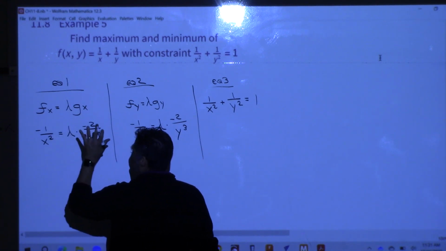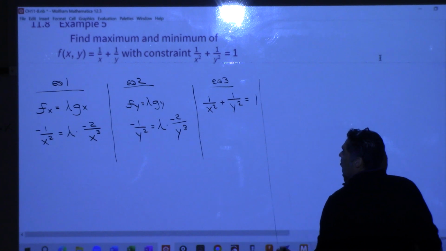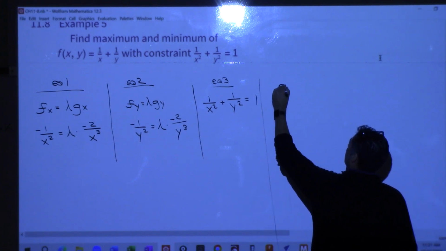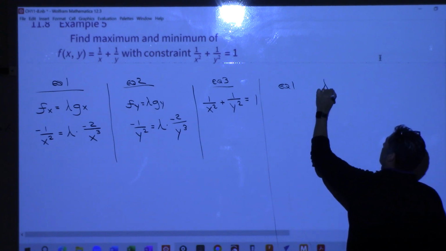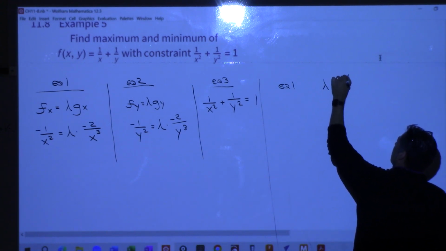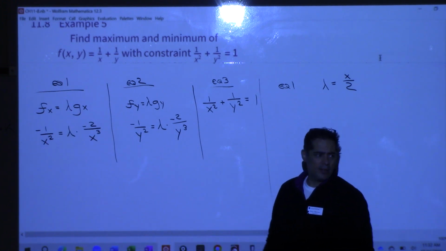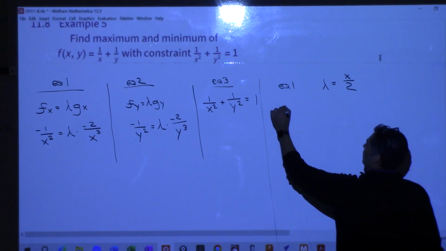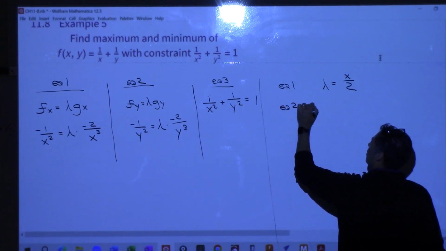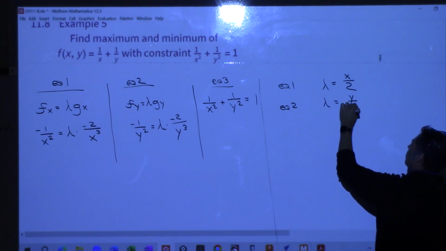Let's solve. So you're saying you want to solve for lambda, yeah? Okay, so let's take equation 1, solve for lambda, and you should get lambda is x over 2. Everyone clear with that? Multiply both sides by x cubed, negative x cubed over 2. Similarly, equation 2 tells us lambda is y over 2.